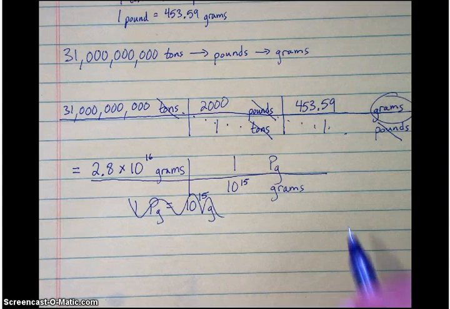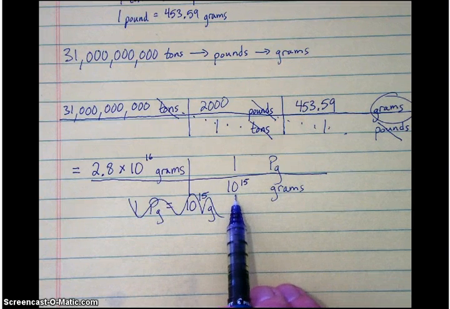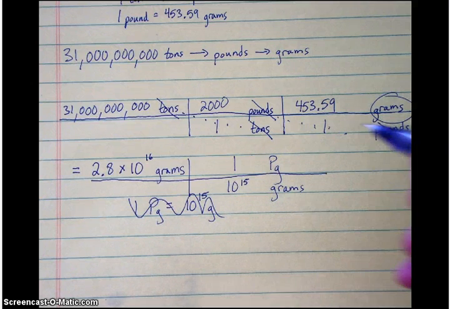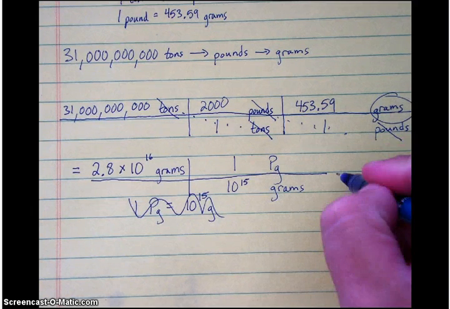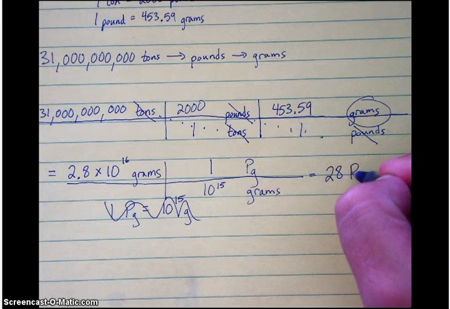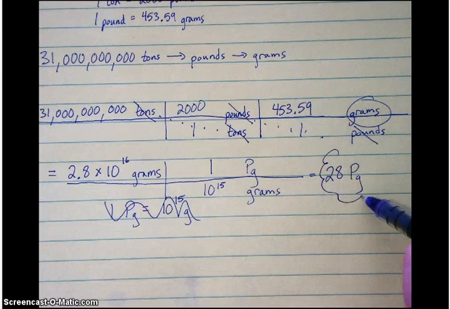When you put this into your calculator, multiply all the numbers at the top, divide all the numbers at the bottom. Whenever you're dividing, especially with exponents or a group of things, you should use parentheses. So this will be typed in as 2.8 times 10 to the 16th divided by, and then quantity using parentheses, 10 to the 15th, and then hit enter. Your answer comes up as 28 petagrams, and that is the final answer for the entire problem.